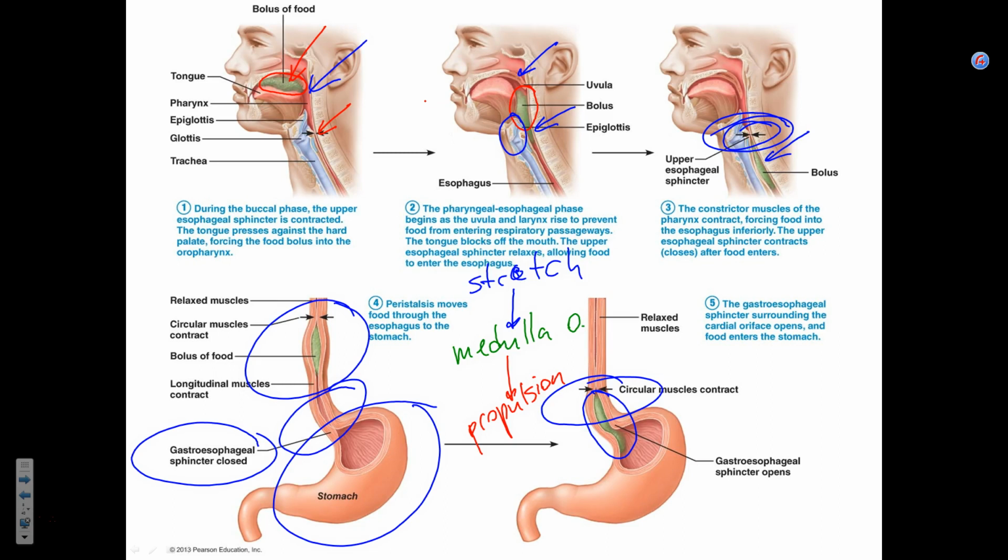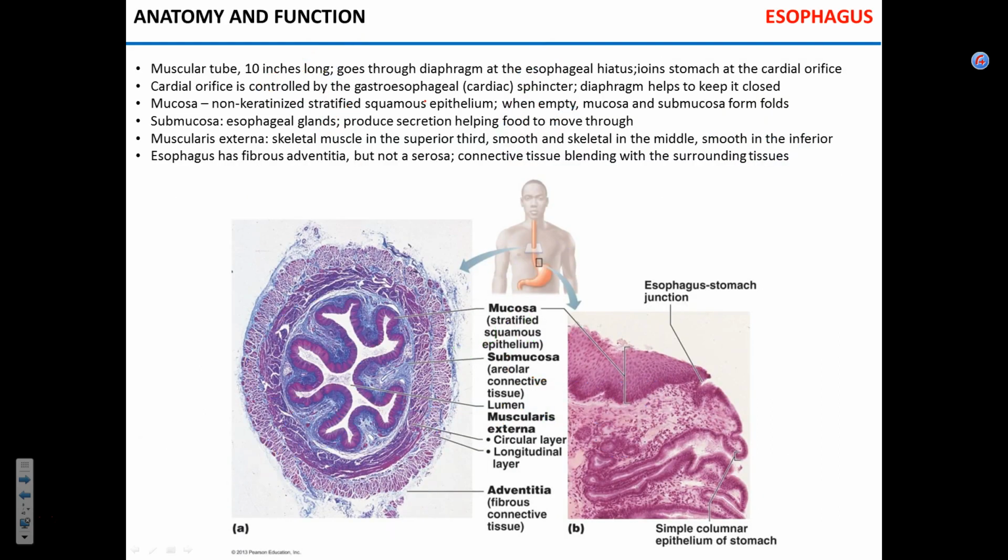Yes. We'll get to this. Basically, the medulla controls vomiting as well. Esophagus. In my opinion, a pretty boring part of the digestive system. It's a tube. Okay. Pretty long. It crosses the diaphragm and enters the stomach at the cardial orifice.